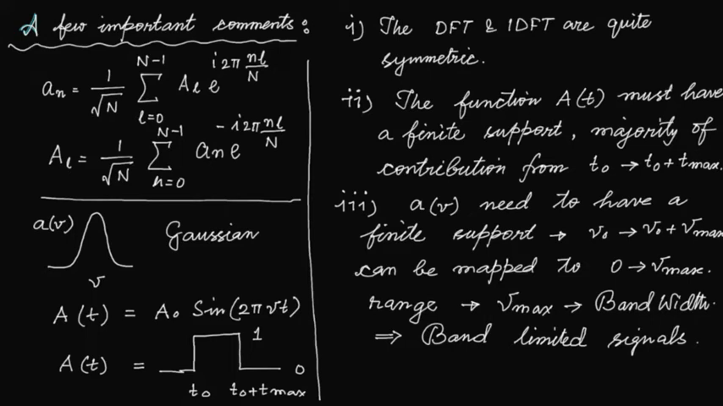Remember, on the first day, or the second day, before we even started the discrete Fourier transform, we made a comment that a(t) must have a finite support. The function that you are doing the Fourier transform of must have a finite support. So what does that mean? It means that the majority of the contribution, like for a Gaussian, which is never zero, right? The Gaussian tends to zero as t tends to infinity. But if you go away from the peak of the Gaussian, the value of the function there is extremely low.